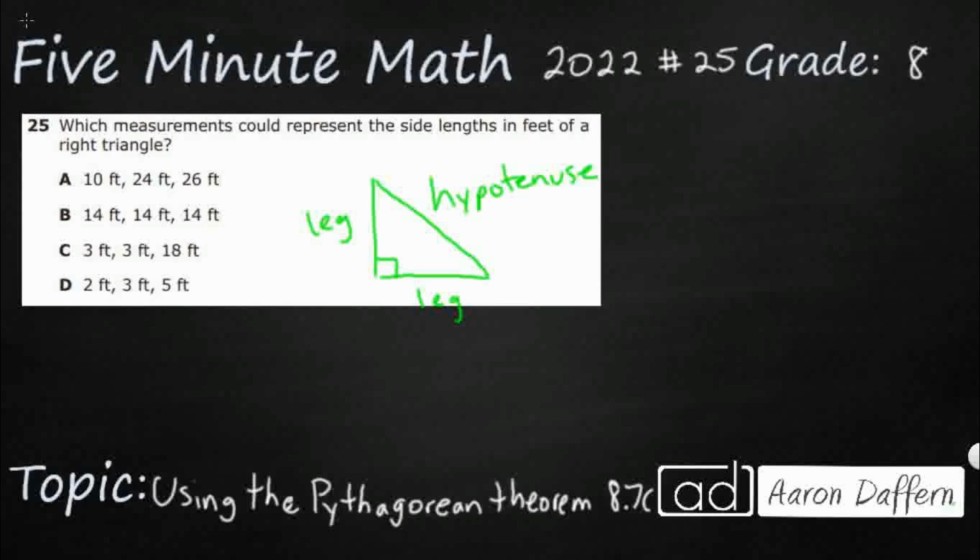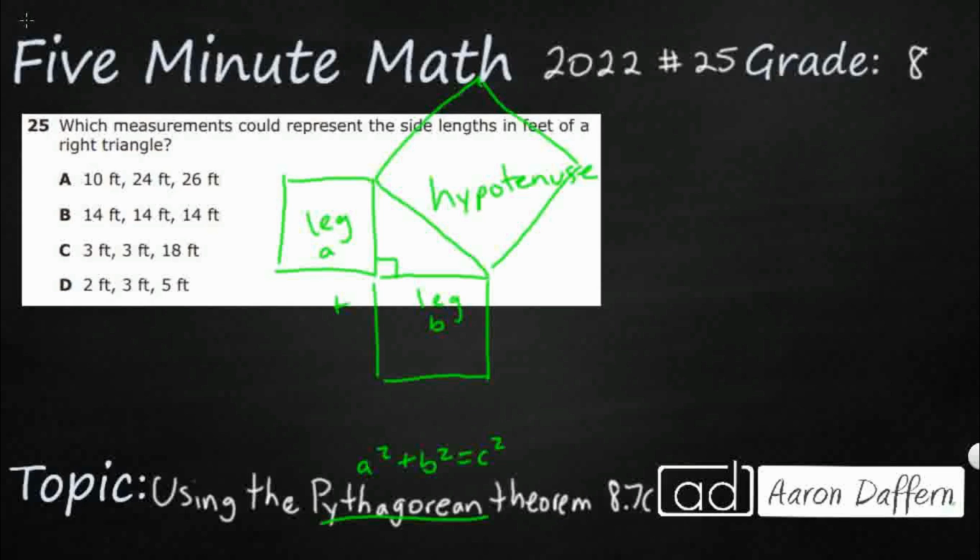And we also have the Pythagorean Theorem, which is a squared plus b squared equals c squared. If we take these two legs, one can be a, one can be b, it doesn't really matter. If we make each of those into actual squares, and add up this area and this area, the cool thing is it always adds up to the area of the hypotenuse. That's going to be our c. So that's what the Pythagorean theorem means. So let's just plug some numbers in. a squared plus b squared equals c squared.